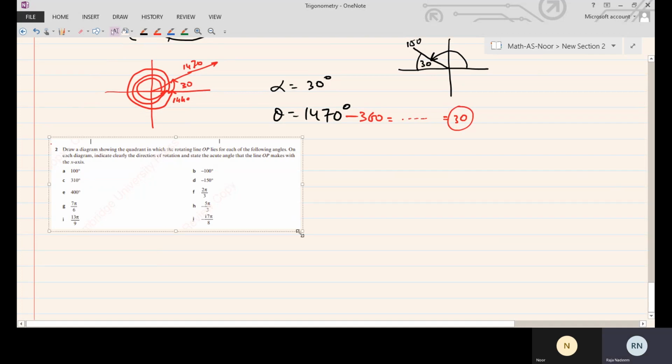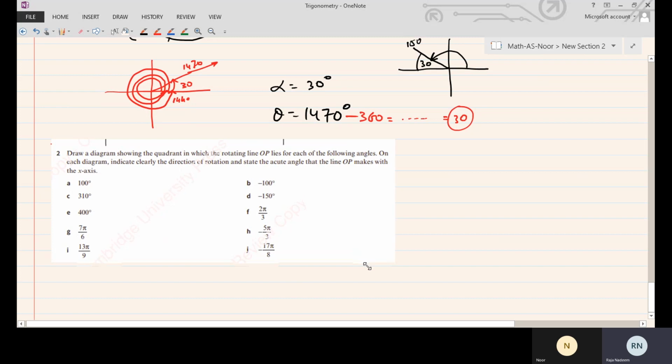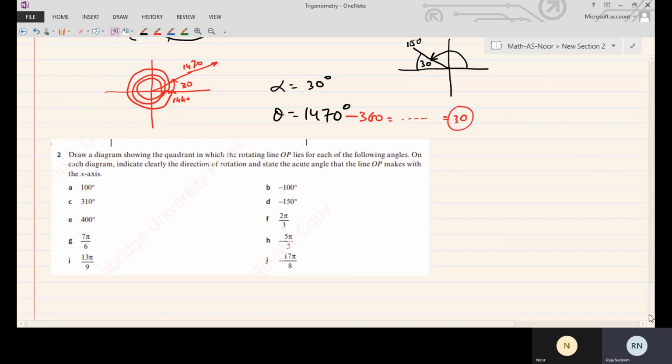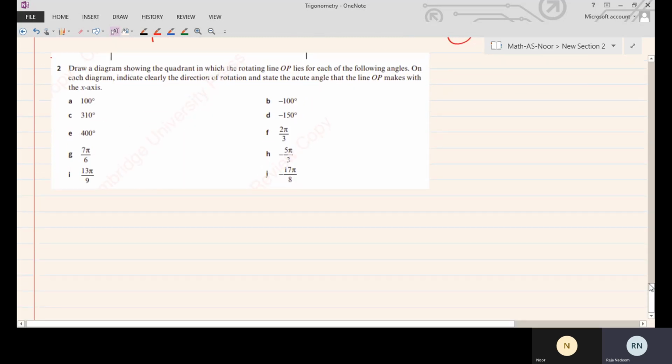Okay, now the question is, few angles are with a plus sign and few angles are with a minus sign. Draw the diagram showing the quadrant in which the rotating line OP lies for each of the following angles. The first thing is we just need to show the angles. So in part A, 100 is an obtuse angle, so it would lie in the second quadrant. So just draw a line in the second quadrant and draw it in such a way that it looks like 100, meaning a bit greater than 90 degrees.